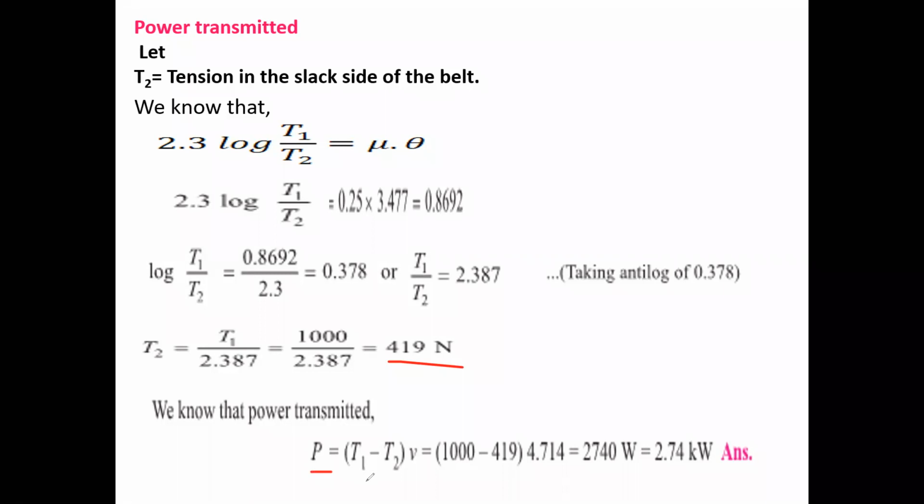Now that we have the T2 value, we find the power. P equals (T1 minus T2) into V. Substituting the values, the power has come to 2.74 kilowatts.